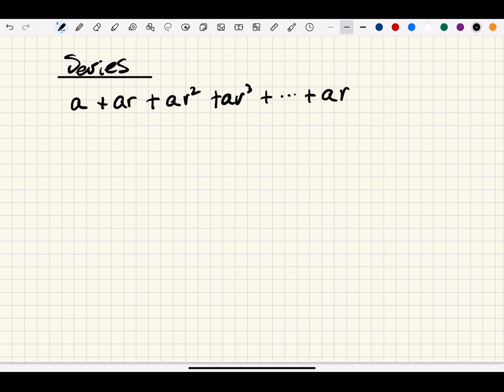So here we have the first term, and we don't really have an R written here, but we could if I put an exponent of 0 on it. And then in the second term, I have an exponent of 1, and on out. So what we have is that the exponent on R is 1 less than the position of the term. So this would be n minus 1, if that's the nth term.